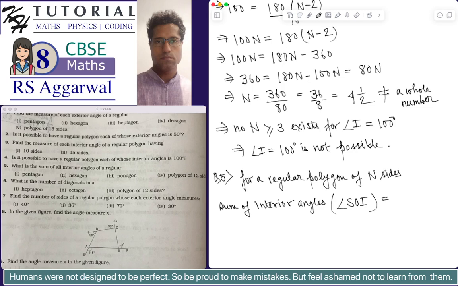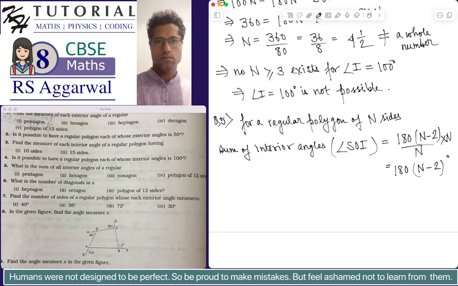Now the measure of each interior angle of a regular polygon of n sides is 180 multiplied by (n minus 2) divided by n. So definitely the sum of all the interior angles will be this multiplied by n. So this becomes 180 multiplied by (n minus 2) degree. Okay.